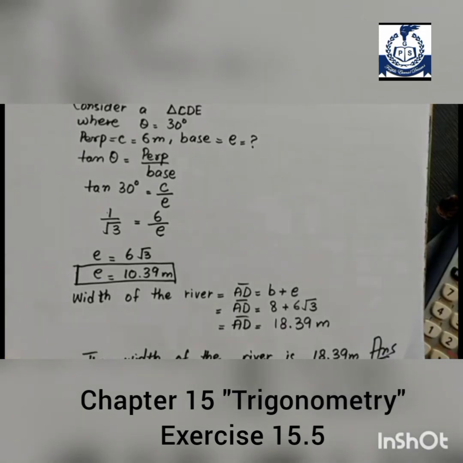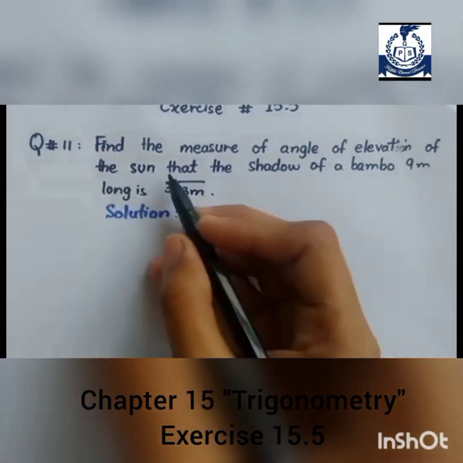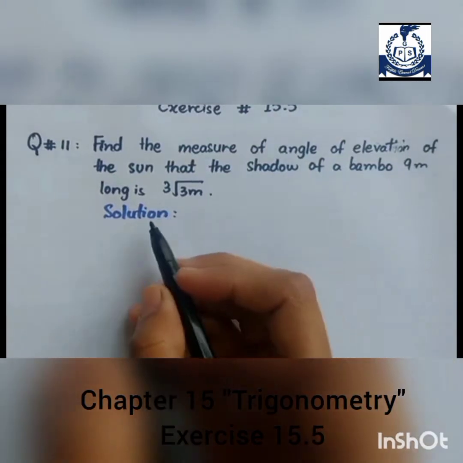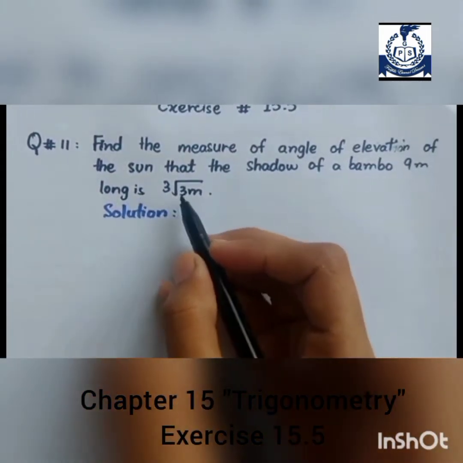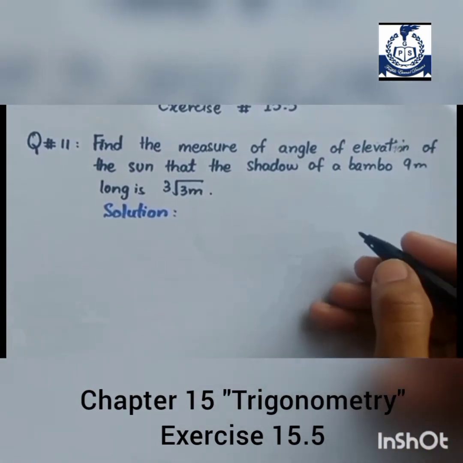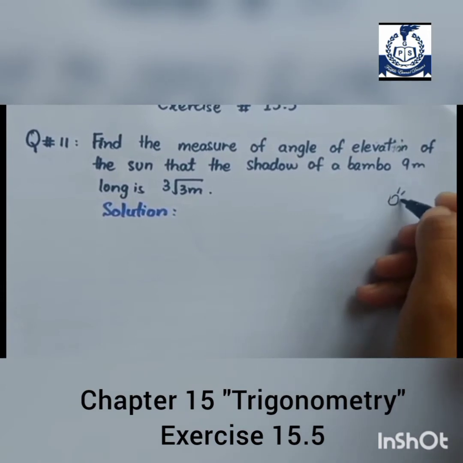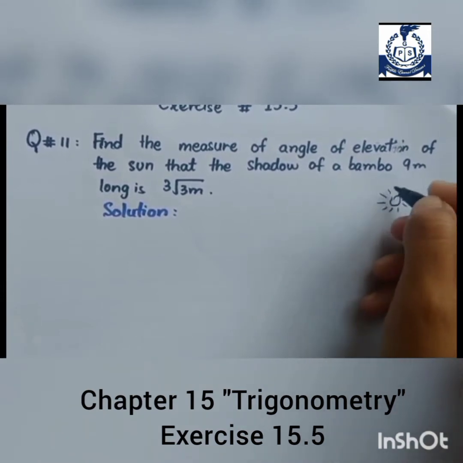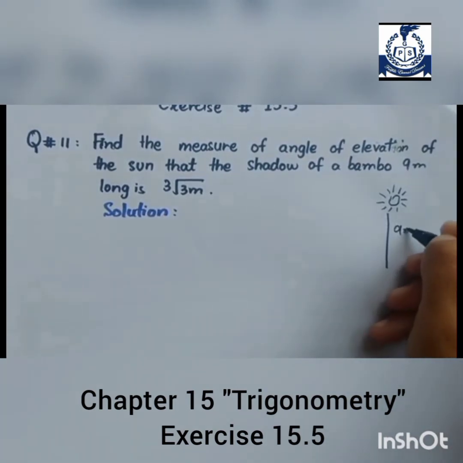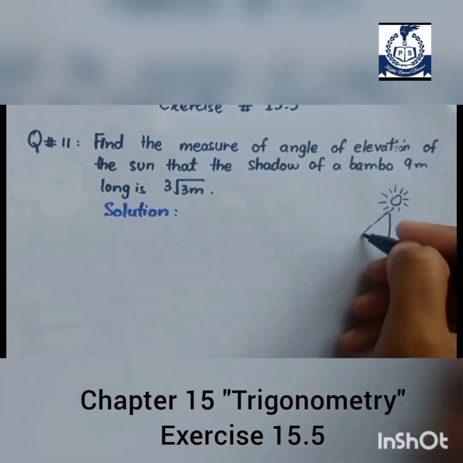So now let's come to the next question. Question 11 is: find the measure of angle of elevation of the sun when the shadow of a bamboo 9 meter long is 3 under root 3 meter. So here I make a figure. Here is a sun. First I draw a sun, and here is a bamboo whose height is 9 meter, and here I make an angle of elevation.